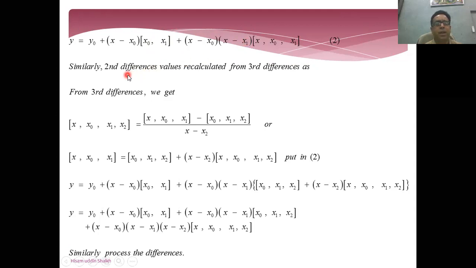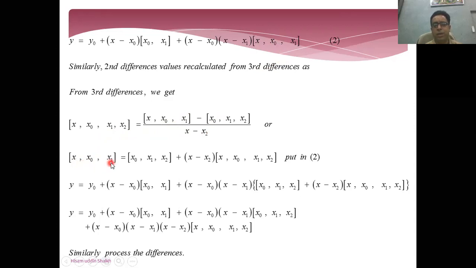Similarly, the second difference values are recalculated from the third difference, and the third difference shows as the 4 values x, x0, x1, x2. So the same definition: the difference between [x, x0, x1] minus [x0, x1, x2], because this is the second difference shown as 3 values, upon x minus x2. So for the second difference in equation number 2, the remaining terms are cross multiplied to the left-hand side, and we can calculate it.